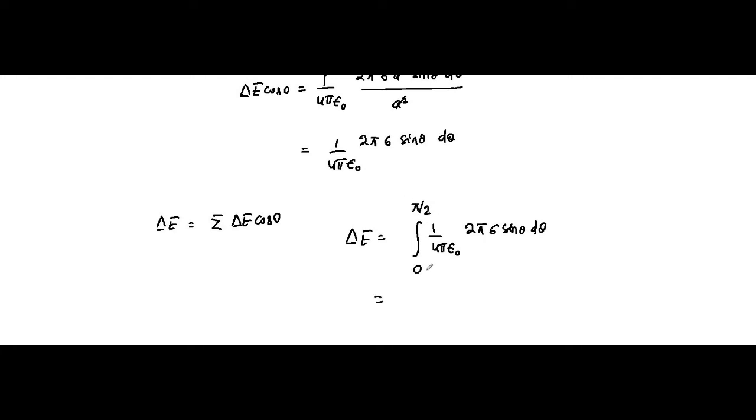So we'll bring sigma by 4 pi epsilon 0 outside. Pi will get cancelled, so it will be sigma by 4 epsilon 0, and then 2 sin theta.